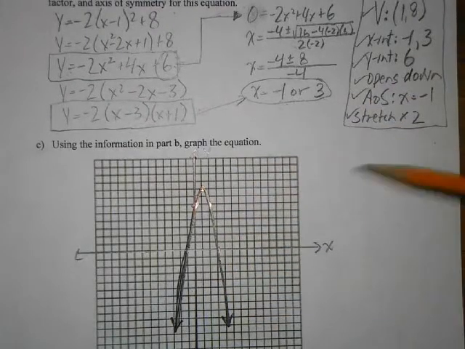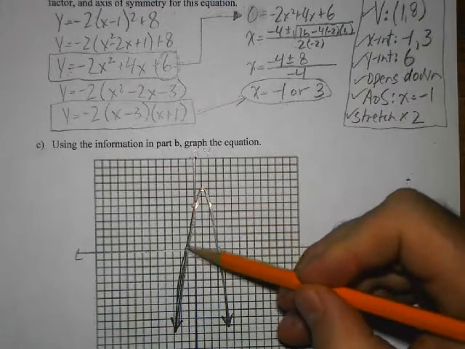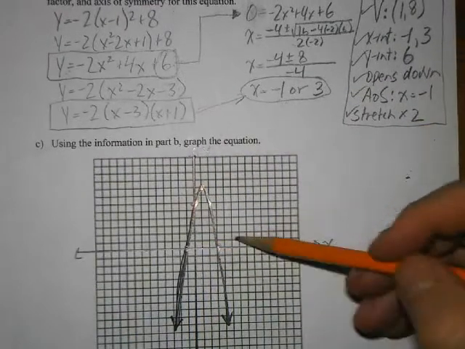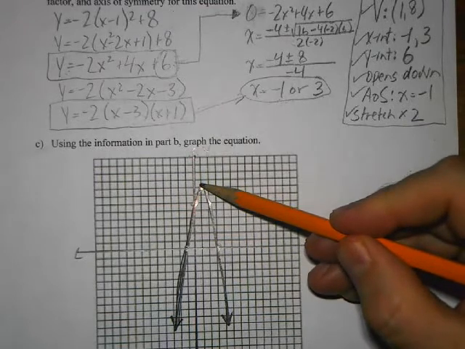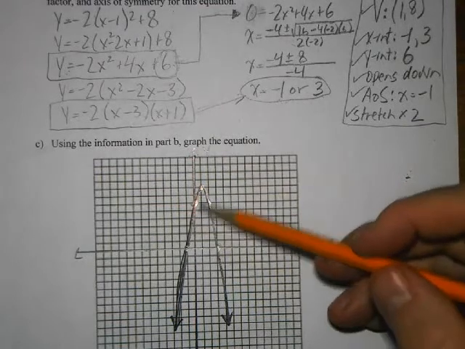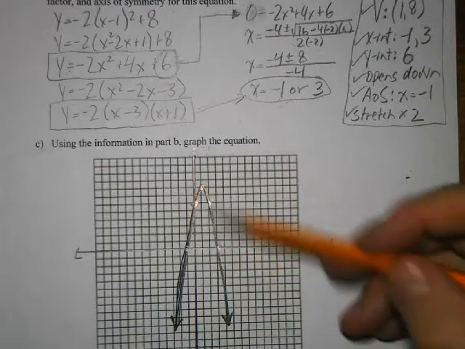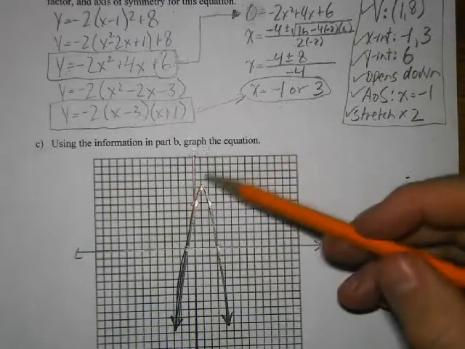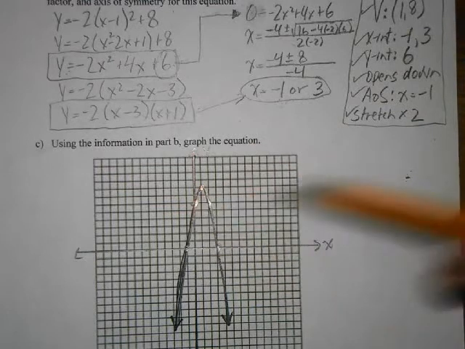Okay, I've got my two x-intercepts. I had to make this really dark just so you could see it. Two x-intercepts, the vertex, and just by looking at that, you can tell it's opening down. Also, the y-intercept is here, and that works out nicely.